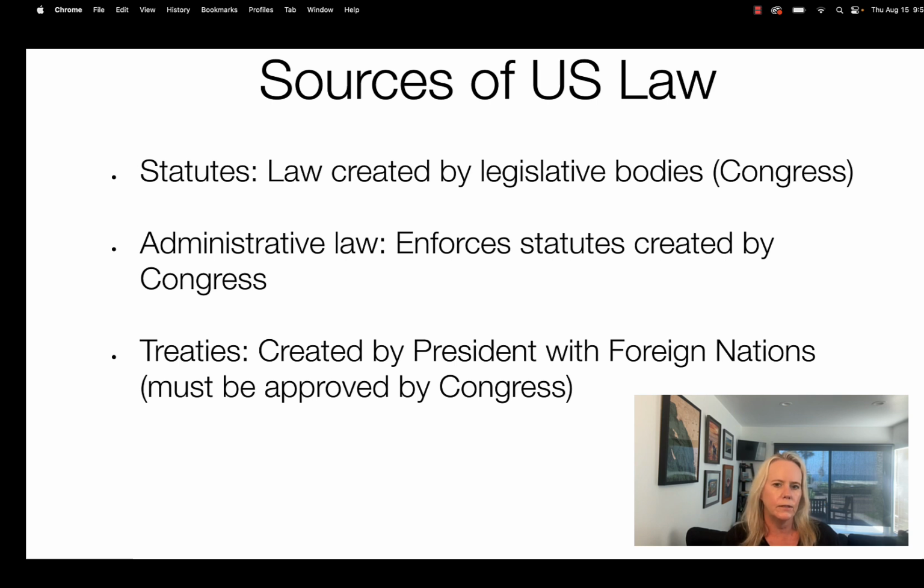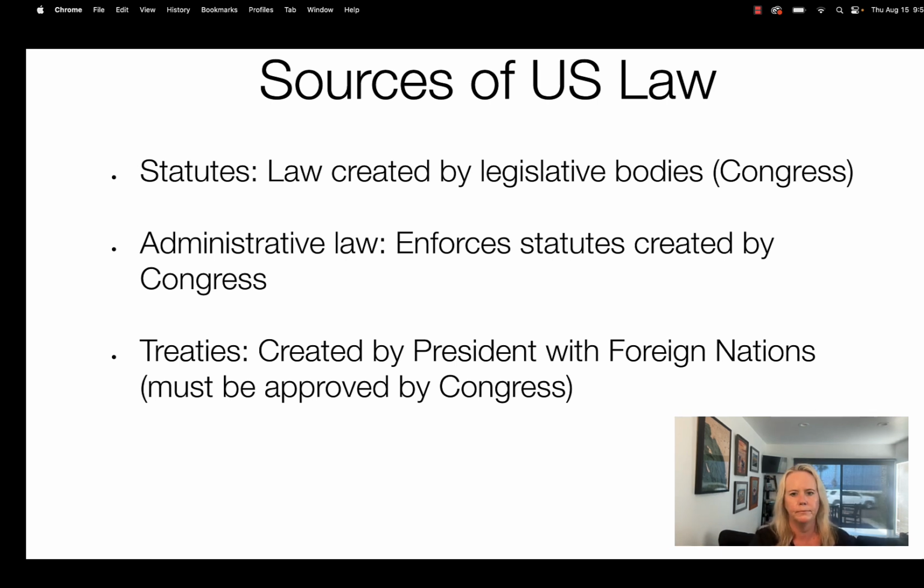And then treaties are created by the US president with foreign nations. A treaty is a set of laws that are created by the president and a negotiating team, or the president's representative, a lot of times the Secretary of State, with foreign nations. But the thing with treaties is that they have to be approved by Congress. If the president negotiates a treaty and Congress doesn't approve it, that treaty does not become US law.